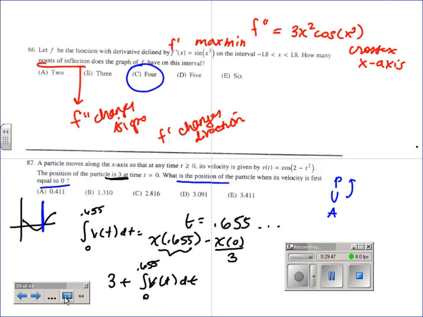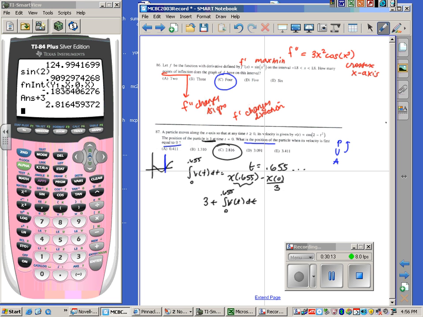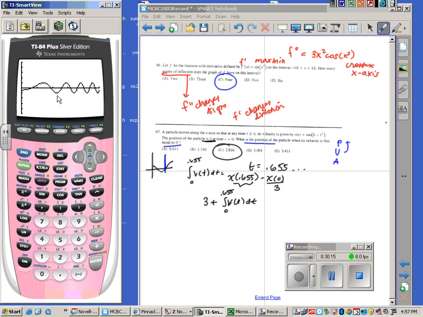So I need to go to my home screen and do math 9, vars, inner, comma x, comma 0, comma, I forgot to store it, but it should be x still, plus 3, so 2.816. It was still x, because on my graph I hadn't changed what I had traced it to.